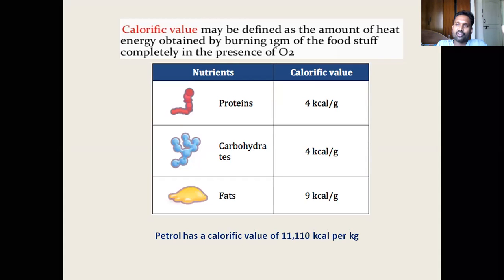What is the calorific value of petrol, for example? I mean, the most commonly used fossil fuel, petrol. What is the calorific value? It is around 11,000 kilocalories per kg. So per gram, you should divide it by 1000. If you do that, you will get 11 kilocalories per gram. So the fat oil, for example, you see, is 9 kilocalories per gram.